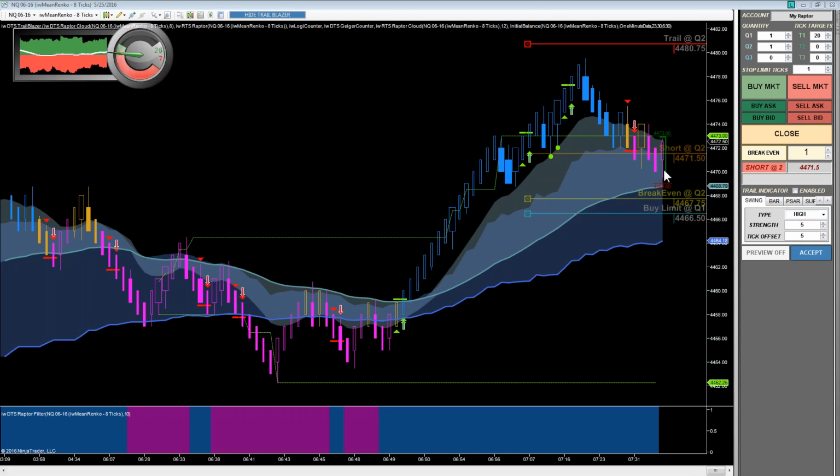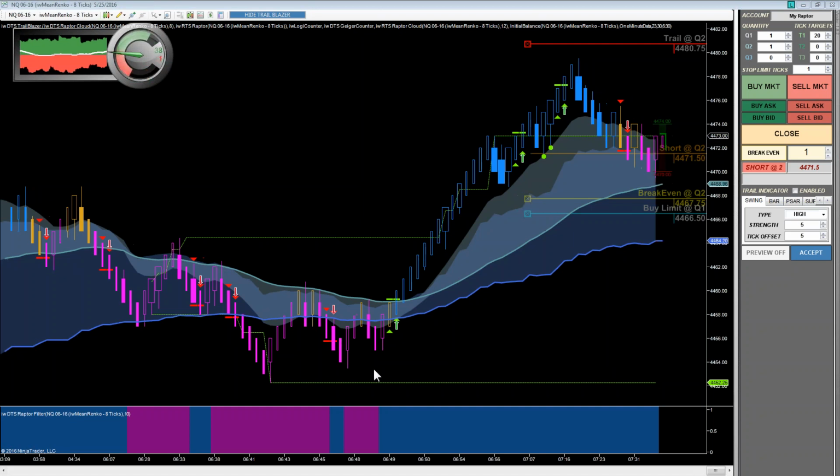Okay, so the buyer's trying to come back here a little bit. This is always the problem with a counter trend trade, of course, is it kind of blocks you from taking a with trend signal, should we get one. And the buyers and sellers just kind of thrashing about a little bit here with the crude oil trade.